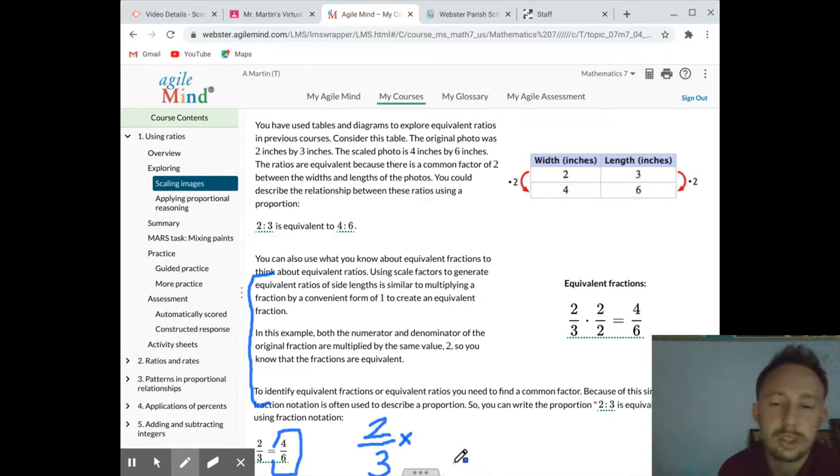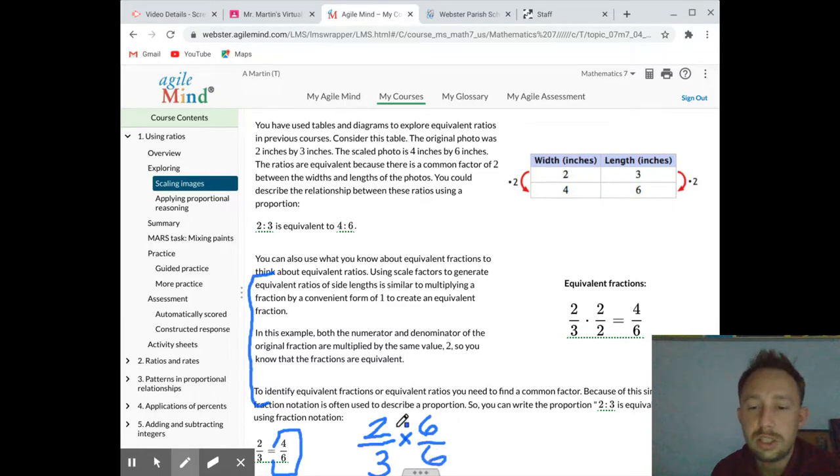Sounds great. So give me a bigger number than 2. It could be like 6. Okay, so let's do that. If we do it to this part of the ratio, do we have to do it to the bottom part of the ratio? Yes, sir. So what is 2 times 6? 12. Good. And what's 3 times 6? 18. Perfect. Did we create an equivalent ratio? Yes, we did.